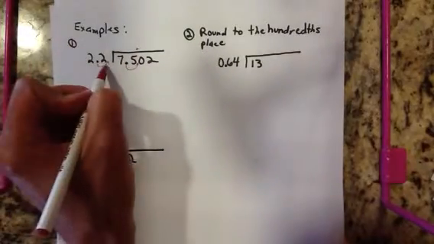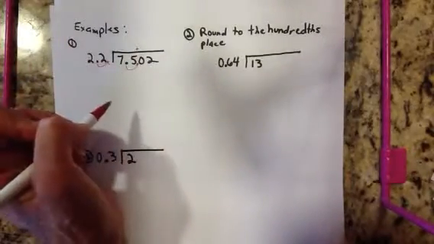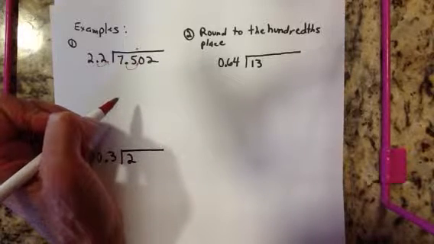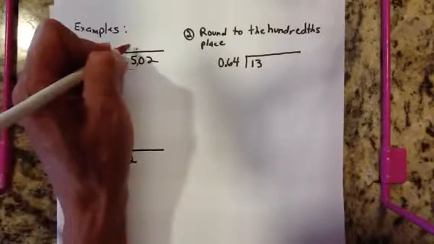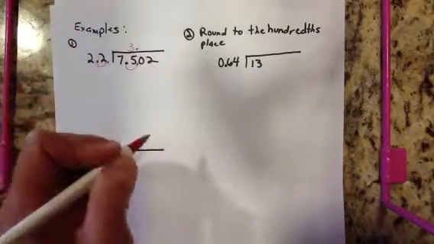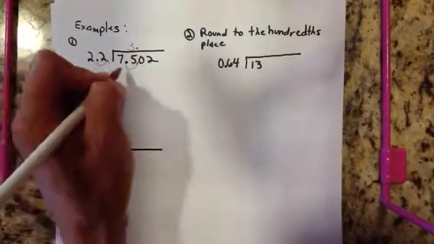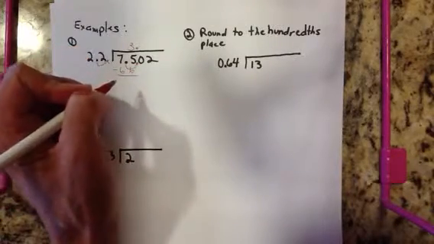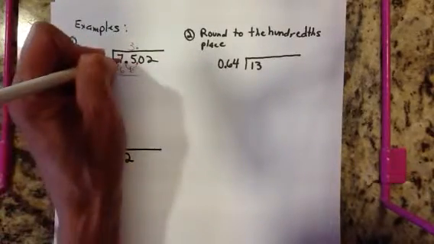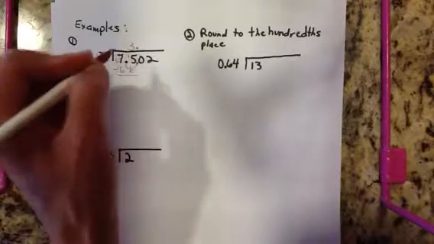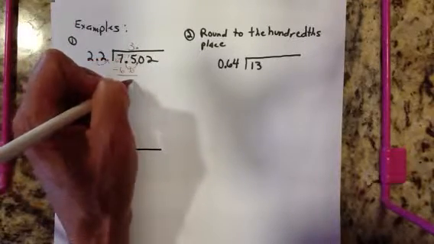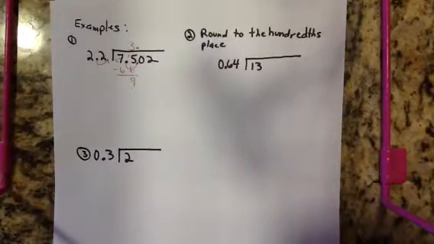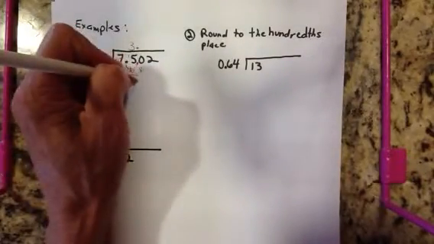We've got 22 into 75. How many times will 22 go into 75? Well, I think it'll go about 3 times. And that is 66. 3 times 22 is 66. We subtract that, and we borrow from this. 6 from 15 is 9. And so now we'll bring down our 0.